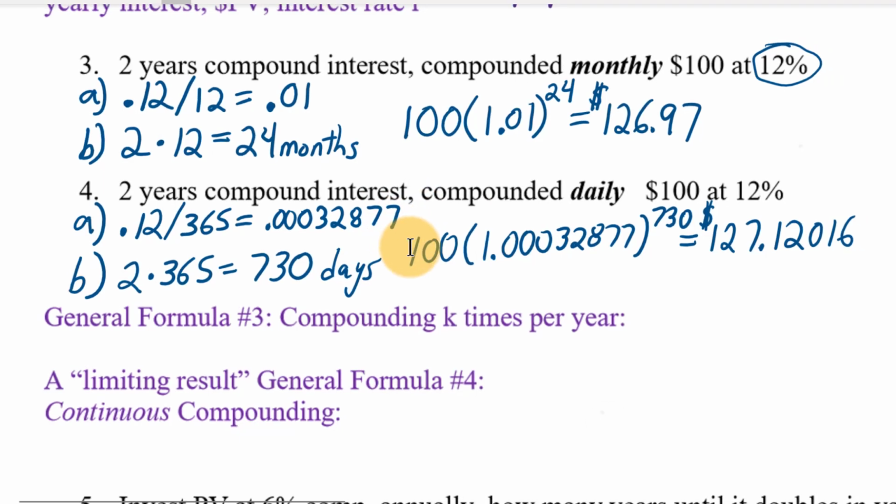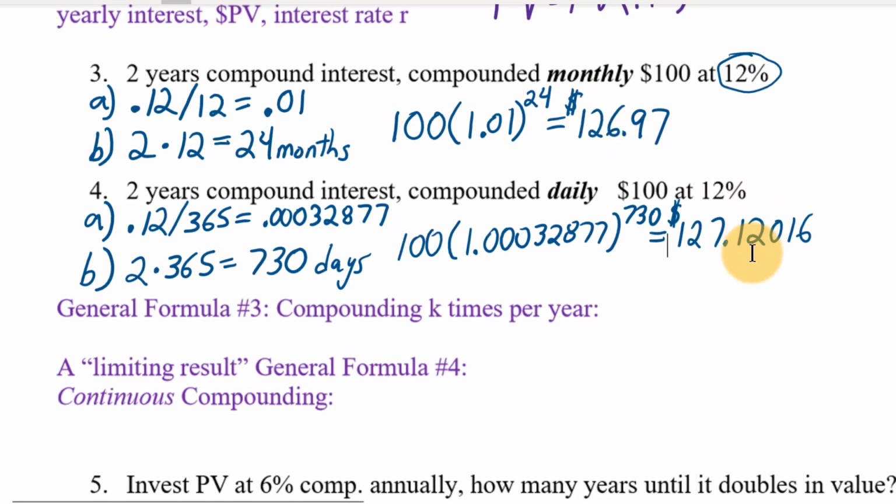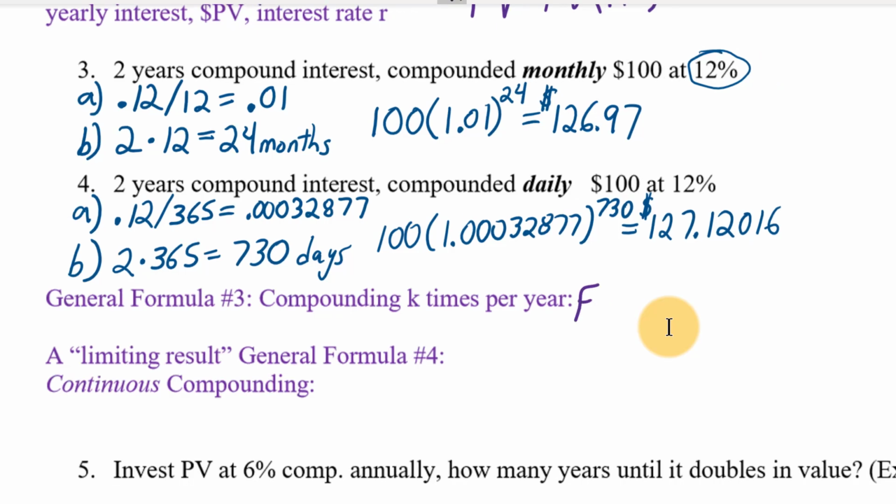So our general formula here, and we just point out, we get a little bit more money when we're compounding more frequently. But here's our general formula. If you're compounding k times per year, our future value equals the present value times 1 plus the interest rate divided by k. So let's say k is how many times per year it's being compounded. And then we're going to raise that to the n number of years times k periods compounded per year. Now, what would happen if we take this to the extreme? In the limit, what happens as we compound more and more frequently?